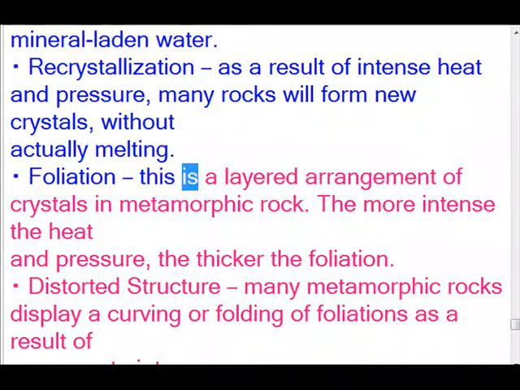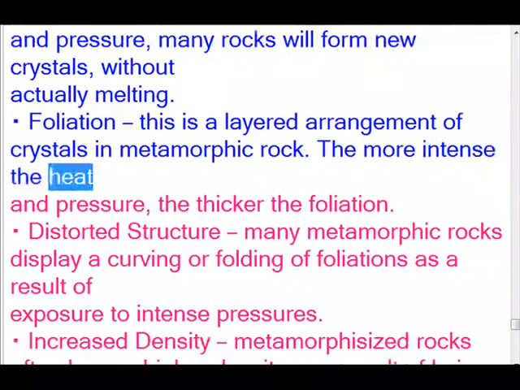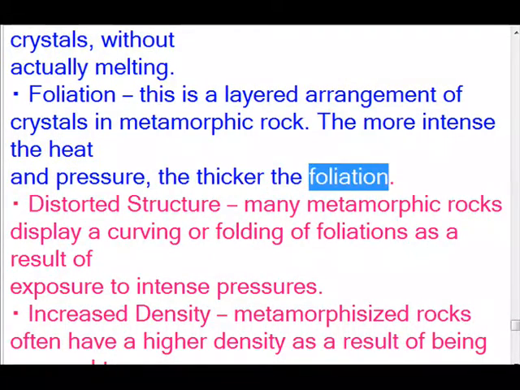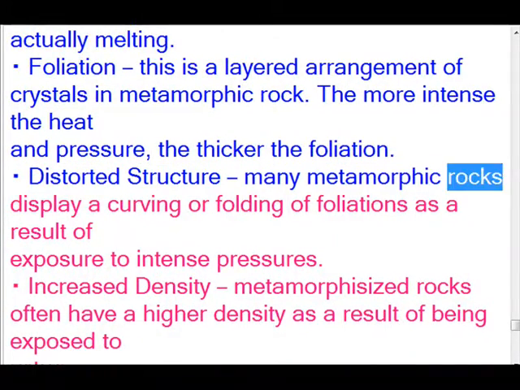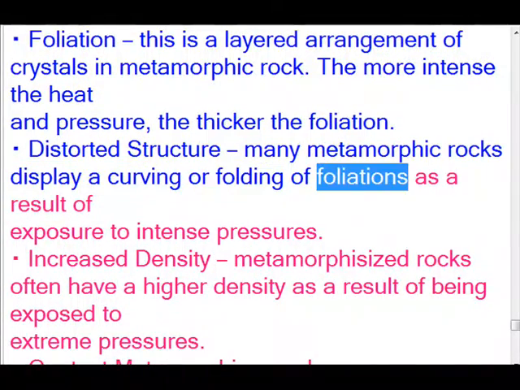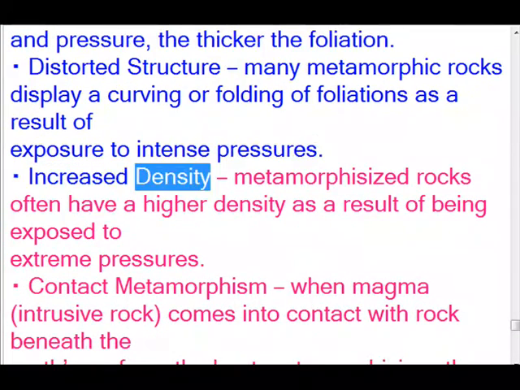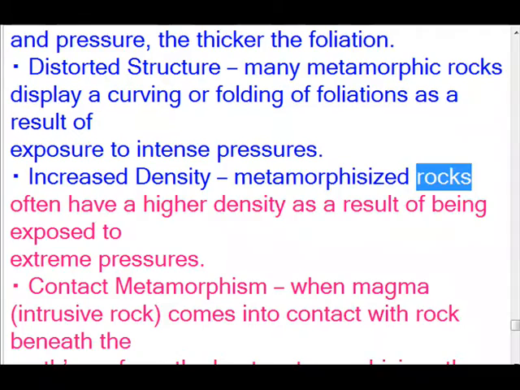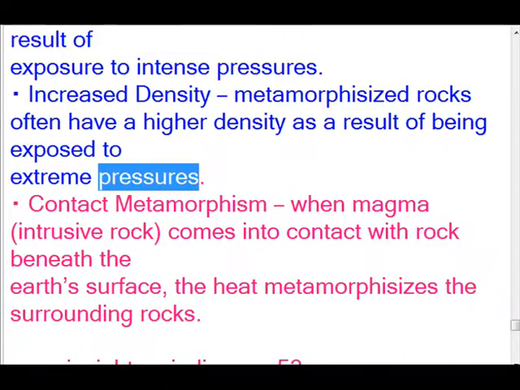Foliation. This is a layered arrangement of crystals in metamorphic rocks. The more intense the heat and pressure, the thicker the foliation. Distorted structure. Many metamorphic rocks display the curving or folding of foliation as a result of exposure to intense pressures. Increased density. Metamorphosed rocks often have a higher density as a result of being exposed to extreme pressures.